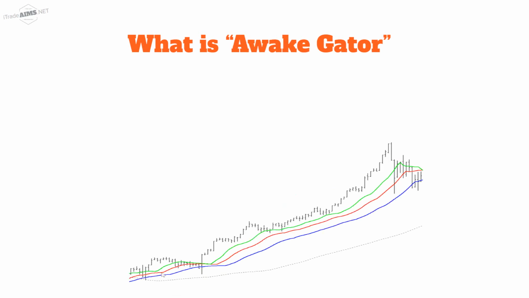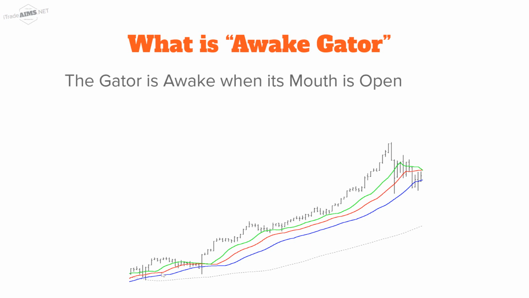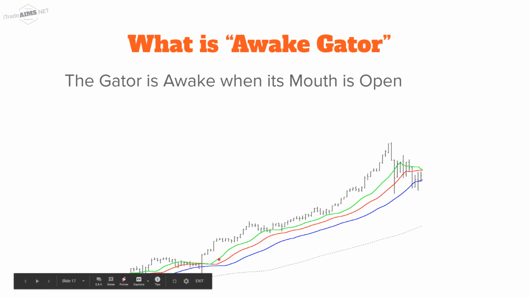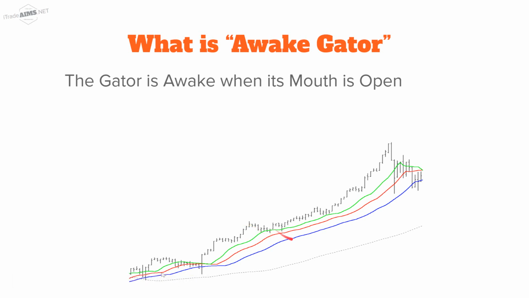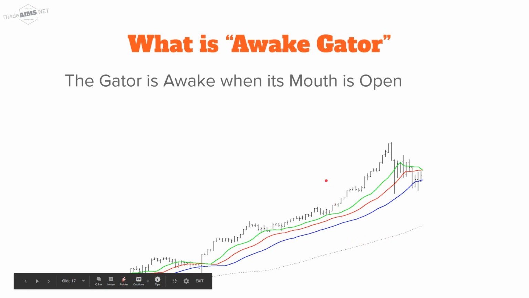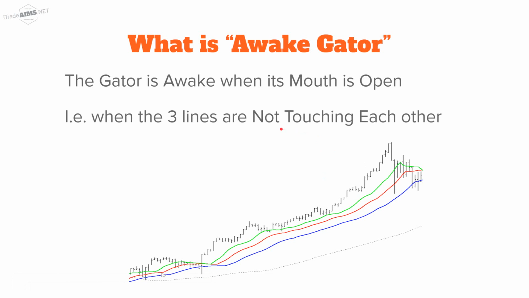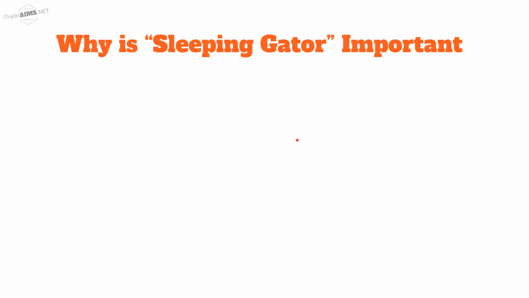So what is then an awake Gator or an open Gator? The Gator is awake or open when its mouth is open, and that is when the green line is above the red line and the red line is above the blue line. That means Gator is bullish, open to upside. And when all these 3 lines are above the purple line, then you're looking for longs only. When the 3 lines are not touching each other, that is the open Gator.